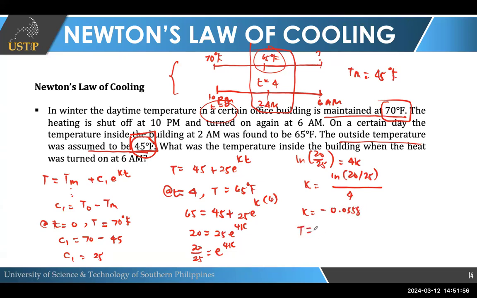Okay, therefore, ang imuhang particular solution is 45 plus 25 e to the negative 0.0558 t. So the question now is, what was the temperature inside the building when the heat was turned on at 6 a.m.? So kabalo na ta ani. Mura siya og tricky pagka-phrase, no? Pero, basically, ang pasabot is, unsay temperature niya at 6 a.m.? Okay, the temperature at 6 a.m. must be, before ka mag-solve, less than your 65 degrees Fahrenheit, no? That's your expectation. Kay at 2 a.m. 65 na siya. So after 4 hours, it must be way lesser than this value.